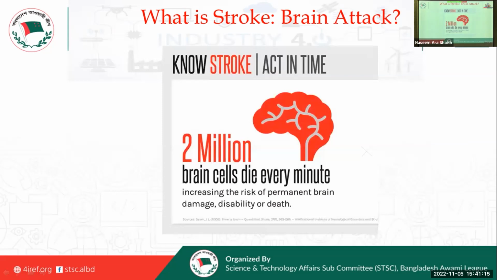So what happens in stroke? Every minute, 2 million brain cells die in that area. And the result is permanent brain damage or paralysis of a limb, lifetime disability or death.